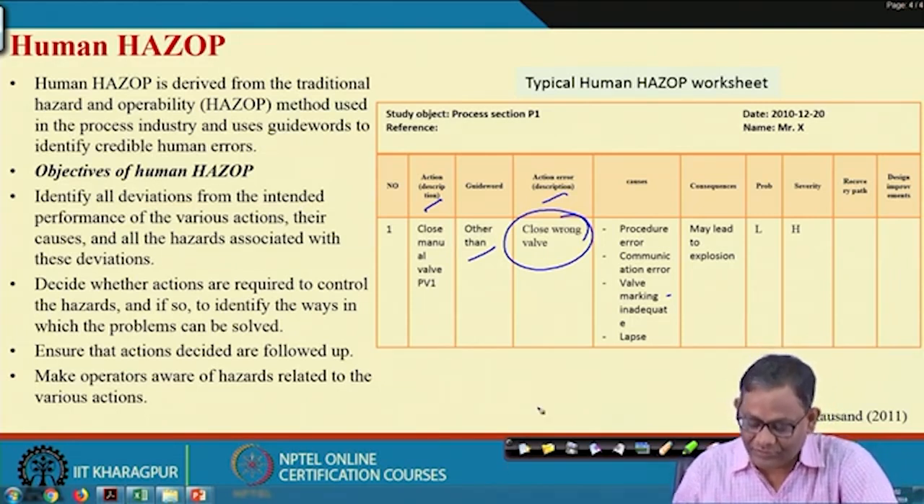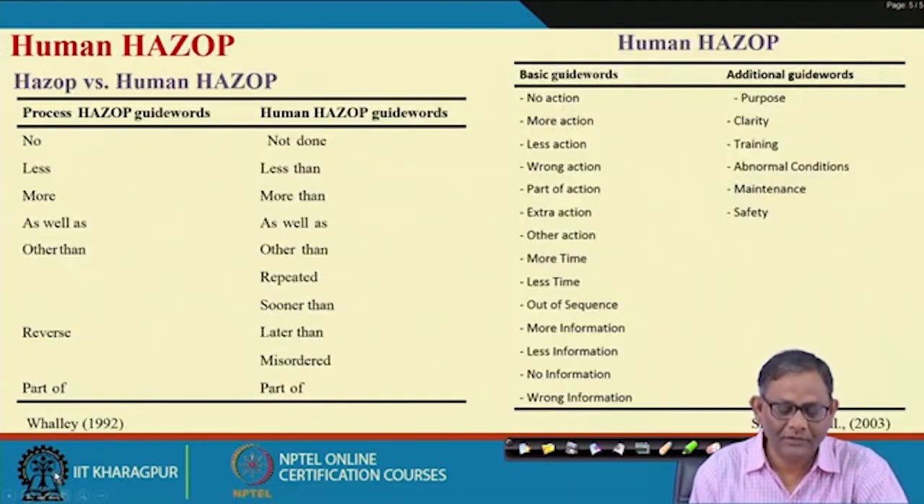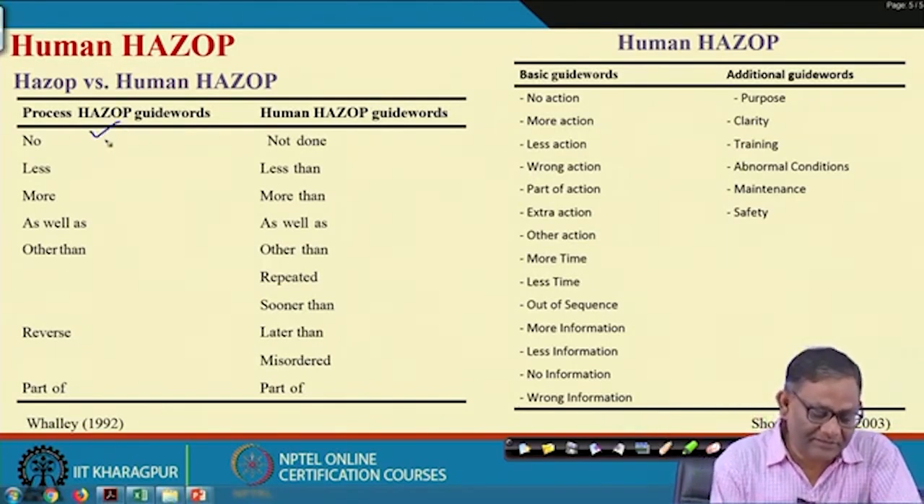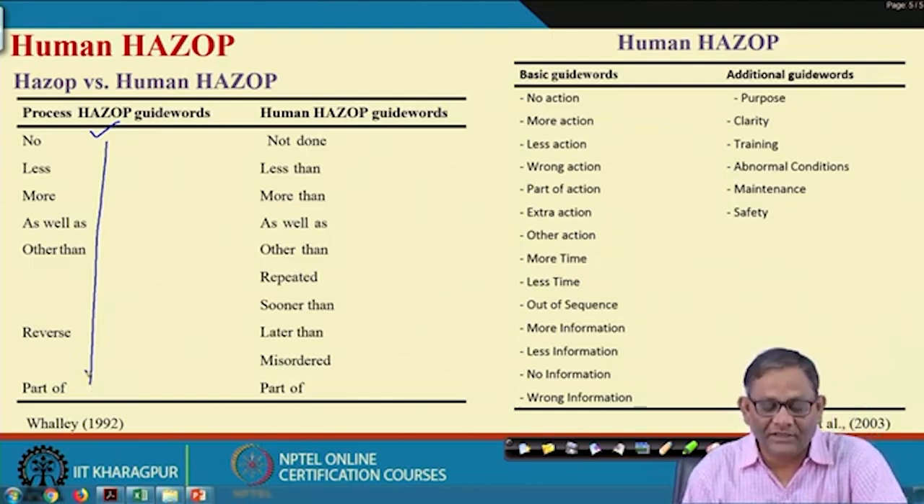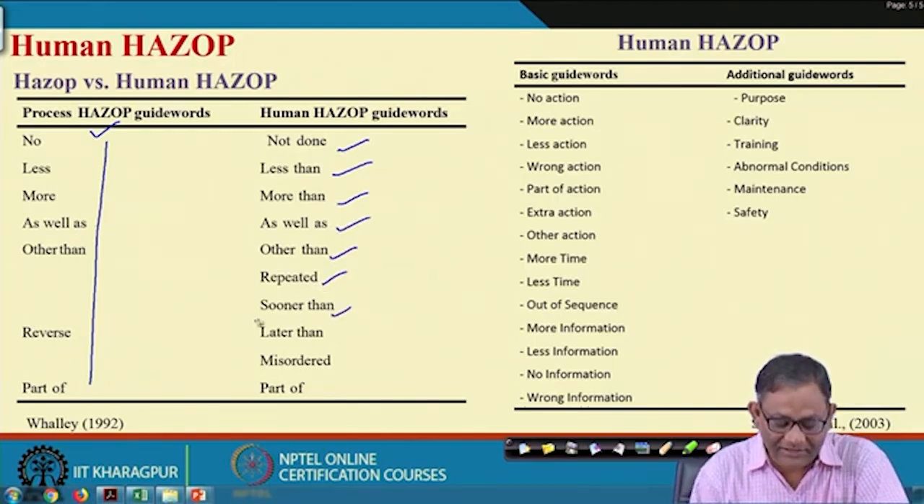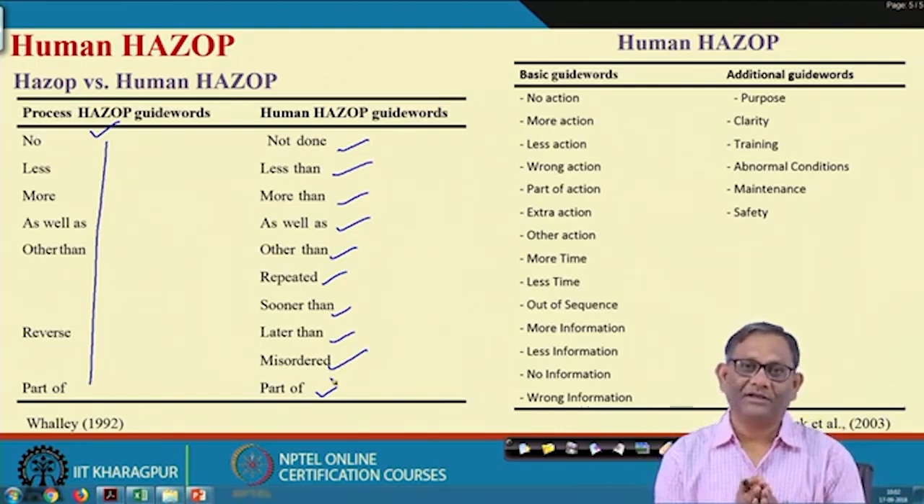Now, I will show you some of the guide words for human HAZOP, because the guide words will be different from the process HAZOP. You see the guide words here. The process HAZOP guide words, we have more or less discussed. Now, human HAZOP guide words: no, meaning not done, then a similar analogy, less than, more than, as well as, other than, repeated, sooner than, reverse, later than, misordered, part of. Okay. Because it is human work, your guide word should match with the human work, the elemental task the human is performing.